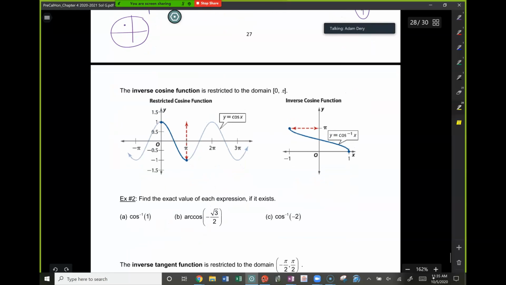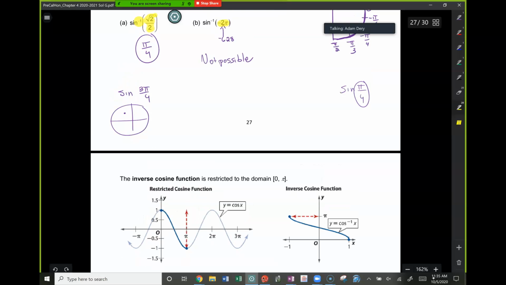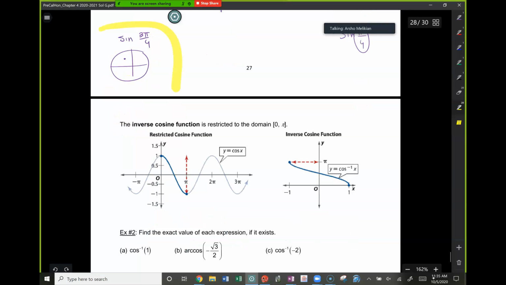Mrs. Malik, on that question, where did the 3 pi over 4 come from? Oh, I just made it up. Because here we were looking for an angle, like sine of what gives you root 2 over 2, right? Someone can tell me, hey, Miss Malikian, sine of 3 pi over 4 is also root 2 over 2, so why can't I write that? Right? But the answer is it's not part of our angles.